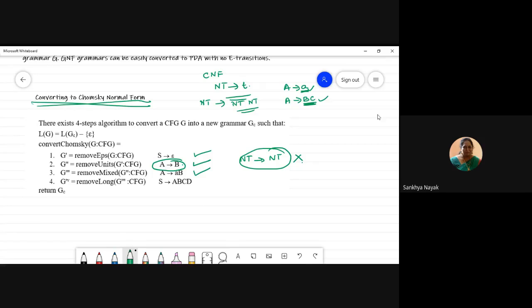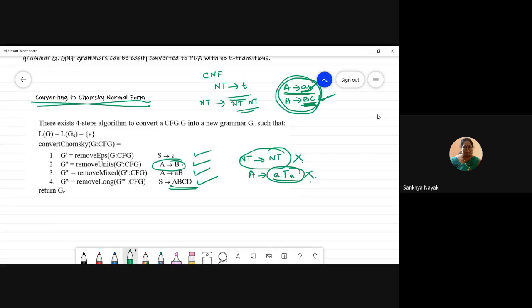Then remove mixed productions. What do we mean by mixed? Mixed productions are where you have a combination of terminals and non-terminals. That's not allowed, because in Chomsky's normal form you can have either a single terminal or two non-terminals. So you remove them. And finally, remove the long productions, because you can only have two non-terminals on the right hand side. Ultimately the goal is to get it in this format.